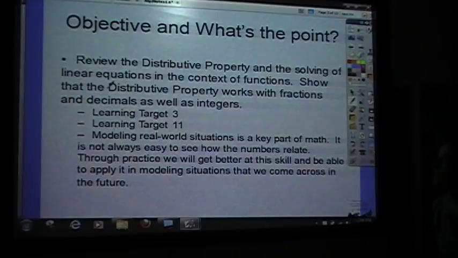Modeling real-world situations is a key part of math. It is not always easy to see how the numbers relate. Through practice, we will get better at this skill and be able to apply it in modeling situations that we come across in the future. Basically, the whole point of math is to be able to solve real problems in the real world, modeling real-world situations, and it's not an easy thing, so today is a good place to practice.